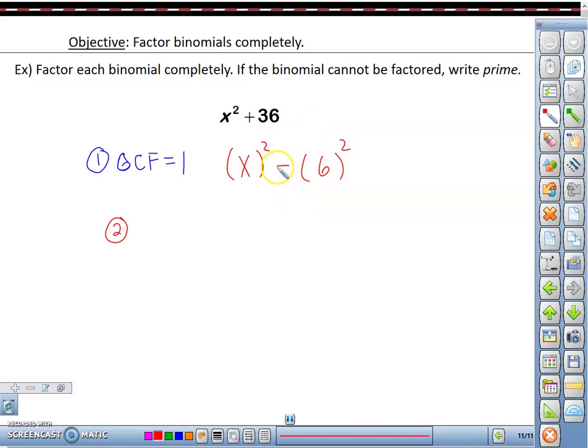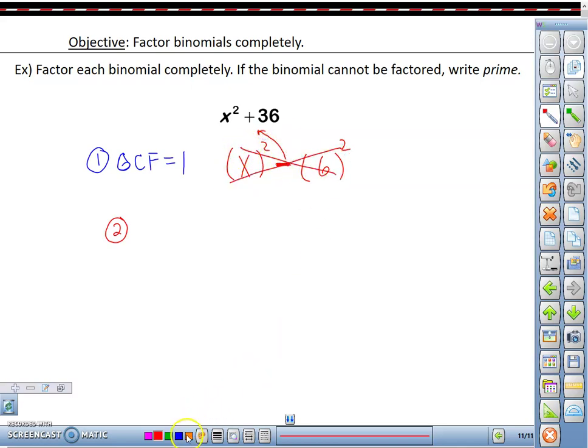But the problem is the operation between. We have a plus in our problem, and we need a minus for a difference of two squares. The word difference is referring to subtraction as the operation, remember. So this actually does not work.